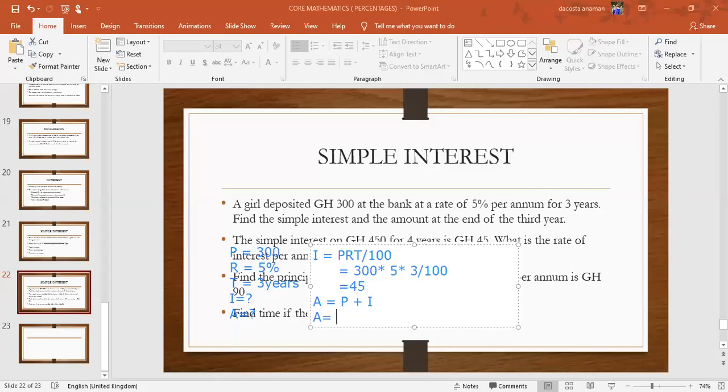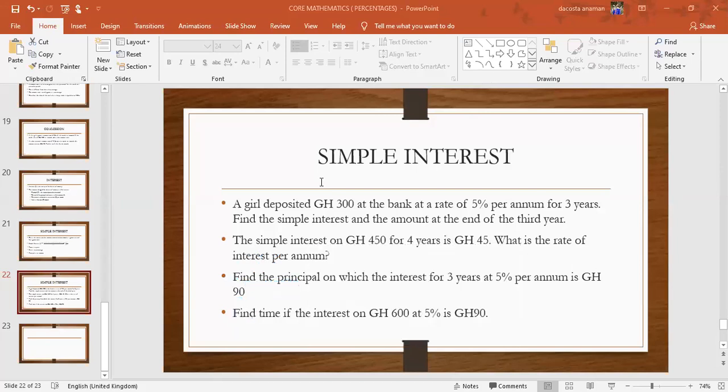Now the amount will be equal to the principal plus the interest. Therefore, amount is equal to the 300 cedis plus the interest, which is 45 Ghana cedis. Therefore, amount is equal to 345 Ghana cedis. Is that okay? So that's how we calculate the interest and the amount. As usual, any question? If there is no question, I have questions for you.